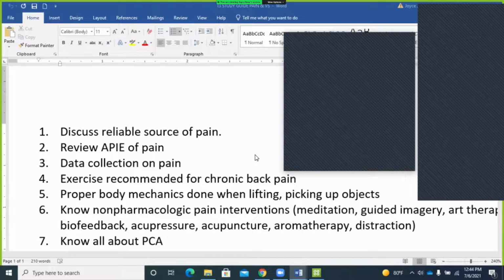Proper body mechanics. So, who can tell me how, please define when you're lifting or picking up objects.